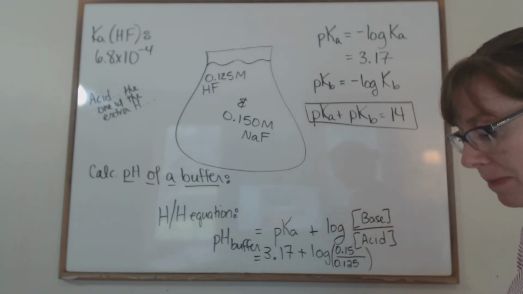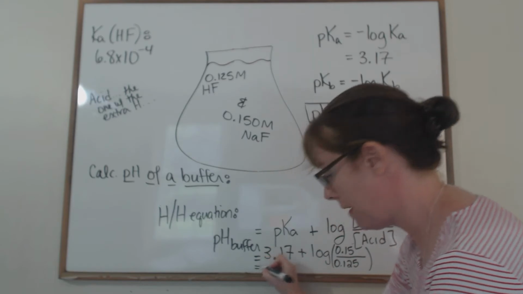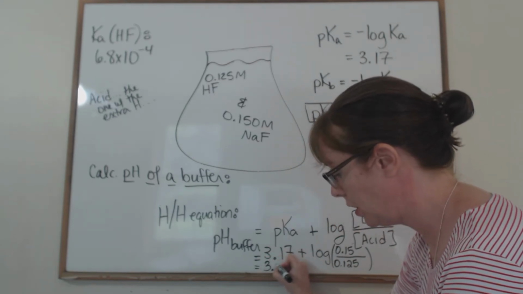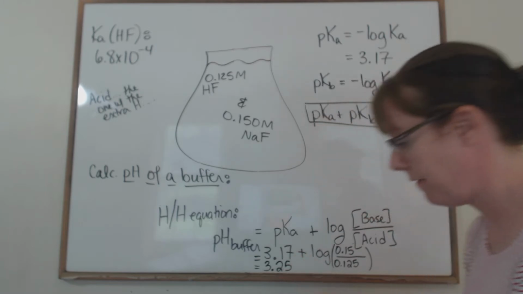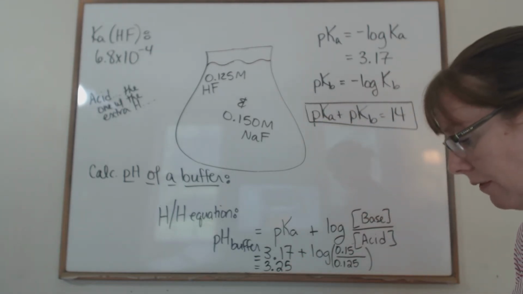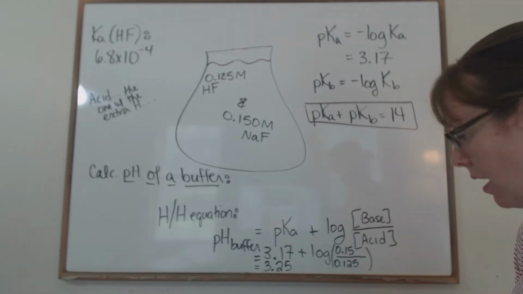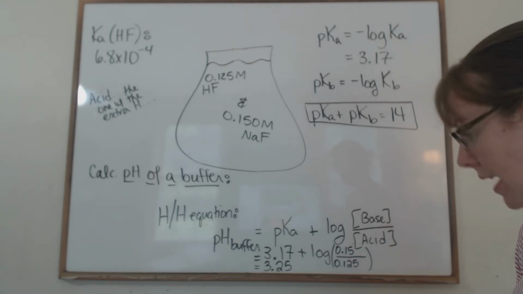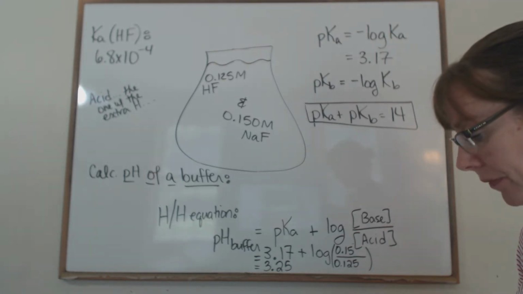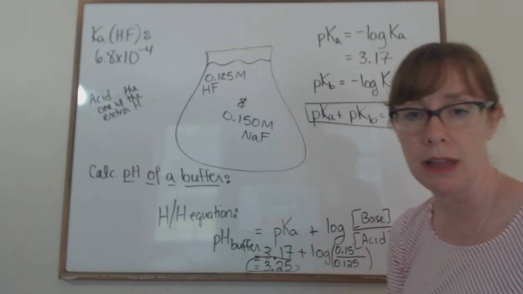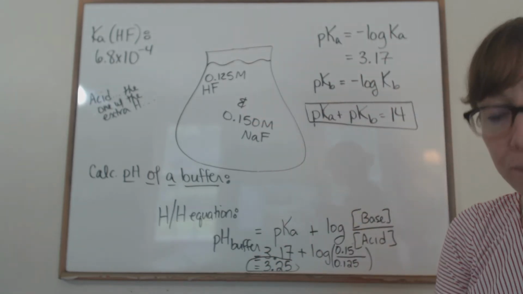And I'm getting that the pH of this buffer is 3.25. Let me just make sure that that's correct. So 0.15 divided by 0.125. And then we want the log of that number. And then we're going to add that to 3.17. Yeah, 3.25. Okay, so anyways, that would be the answer. That's the pH of this buffer.